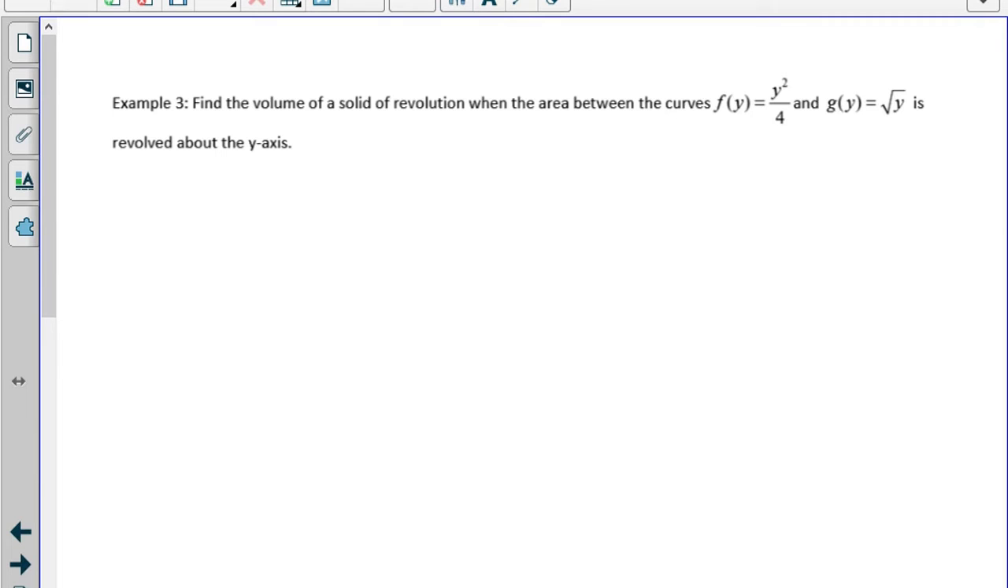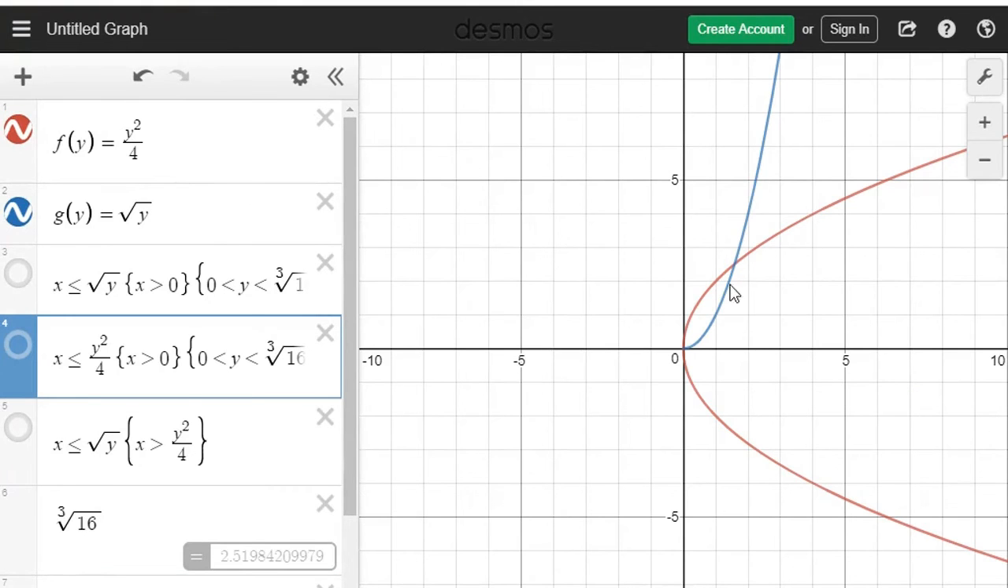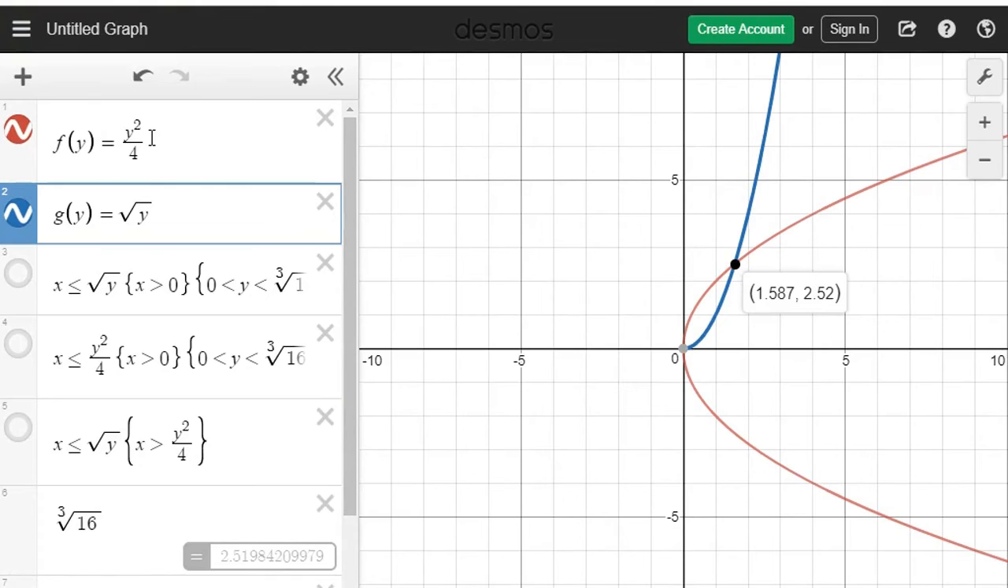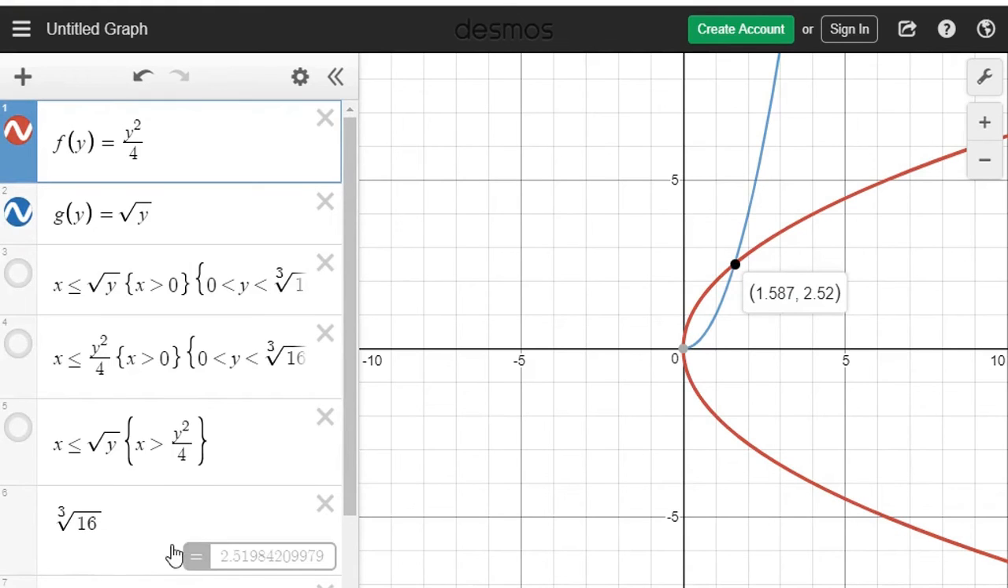But if I'm looking at this problem, I have these two curves. So the first thing I have to do is find the intersection. The intersection of f of y and g of y, I would do by hand. I would set these two equal to each other, square both sides probably. So I end up with y to the 4th over 16 equals y. When I solve, I end up with the intersection being the cube root of 16. So that's 2.51984, somewhere around there.